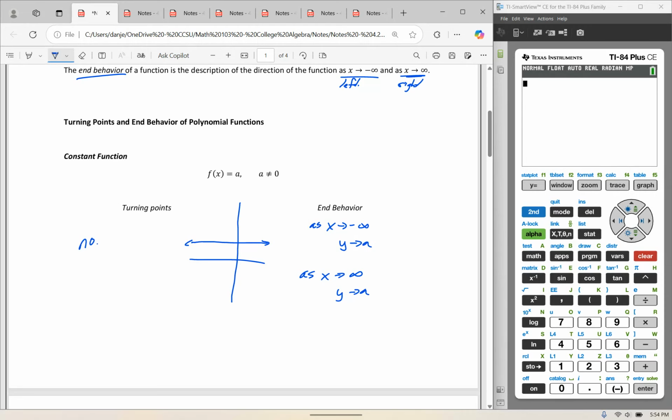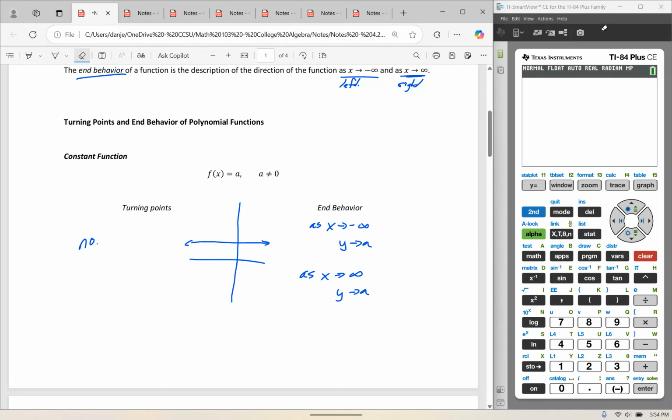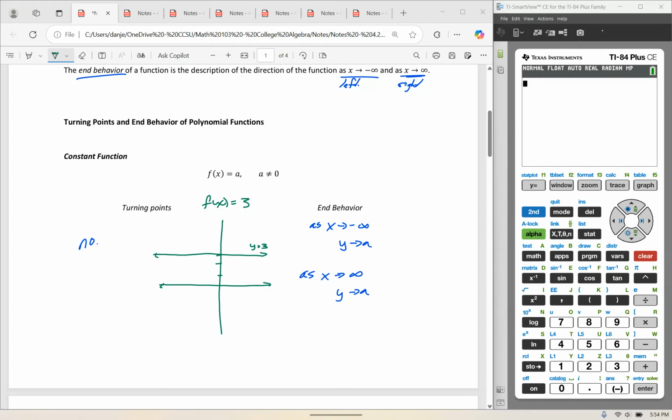There is no change. So for example, let's suppose I have the function, let me get rid of this graph here for a second. Suppose we have the function f of x equals 3. The graph of that function, 1, 2, 3, is a horizontal line, y equals 3. As we look farther and farther to the left, as x is approaching negative infinity, my y values are 3. As x moves toward positive infinity, my y values are 3.